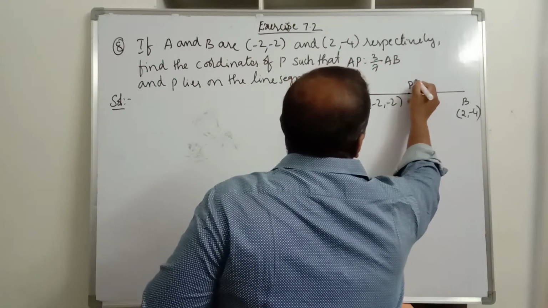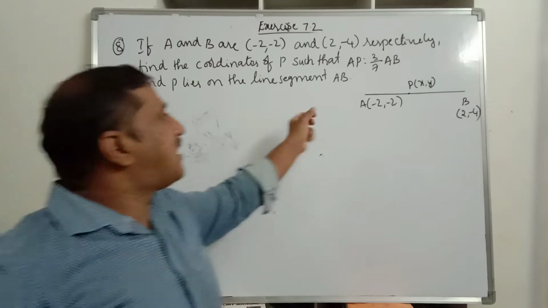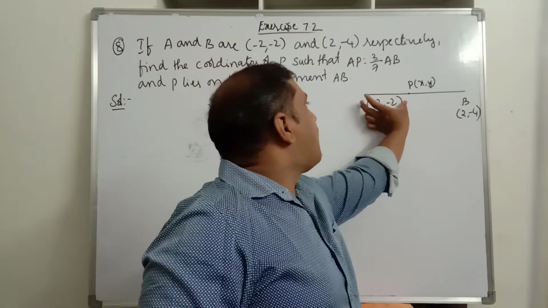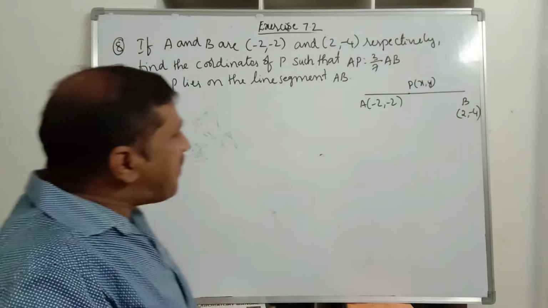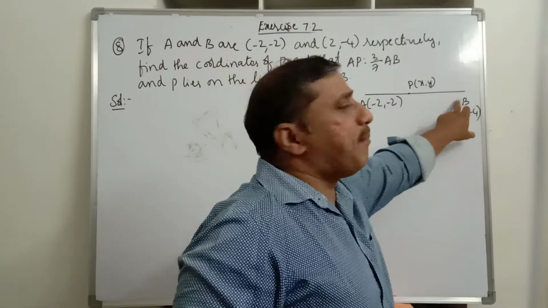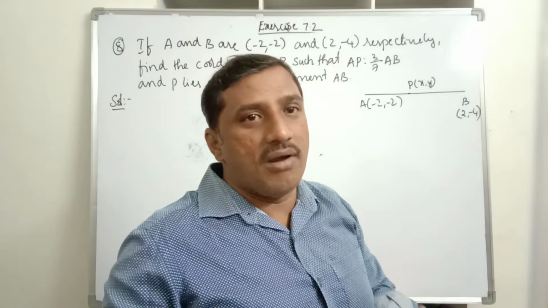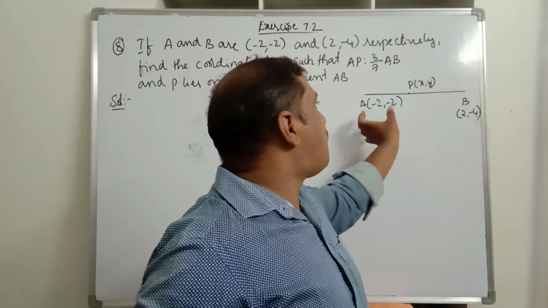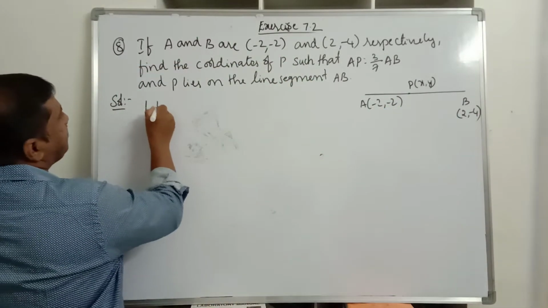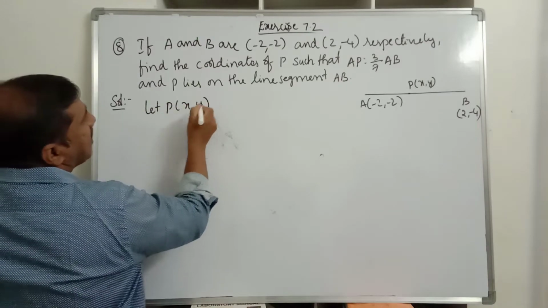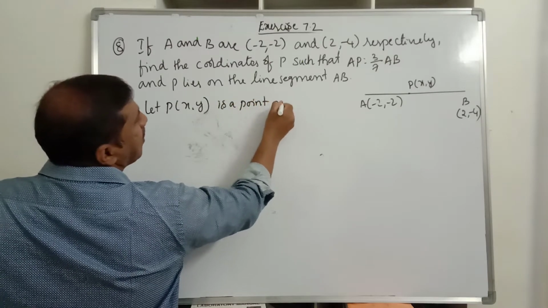We don't know its coordinates, so let us take x, y as the coordinates of point P. And it is given that the length of AP is 3/7 of AB. So if we find the relationship between AP and PB, then again we can use the section formula. That is, we need to find the ratio of the lengths of AP and PB. A simple question it is. Let P(x, y) be a point on AB.